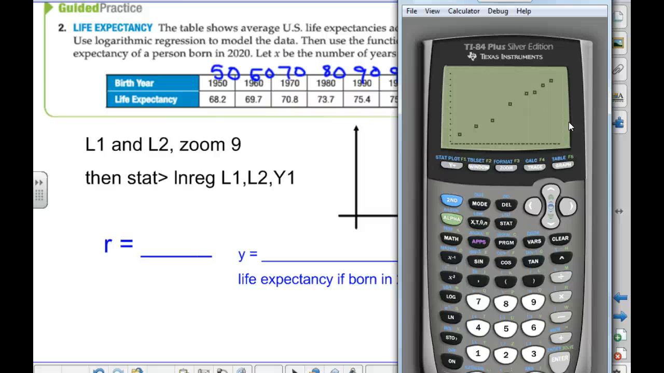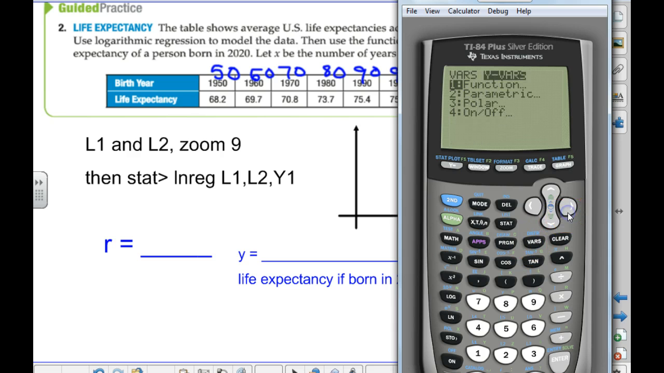But if we think for a minute, is the average life expectancy of people going to continue to go up in a perfectly straight line? It's going to slow down, right? I think we're going to probably reach some maximum life expectancy, and that's what a linear regression is going to do. All right, so stat, right arrow, down to LNREG, which is number 9. Okay, list 1, list 2, and store it in Y1.